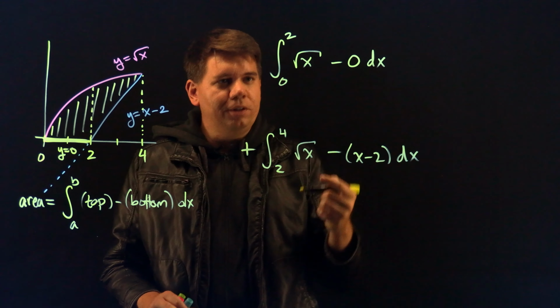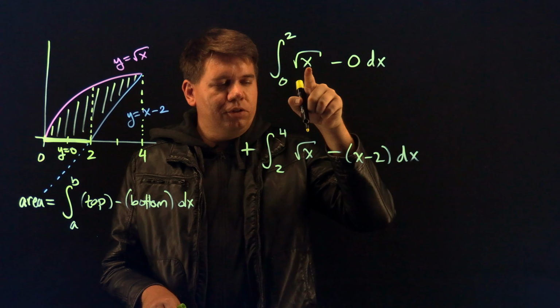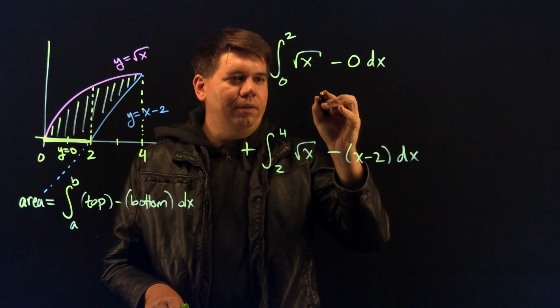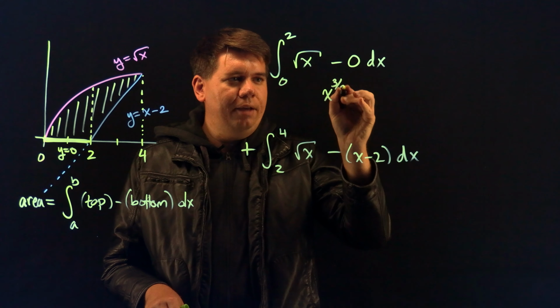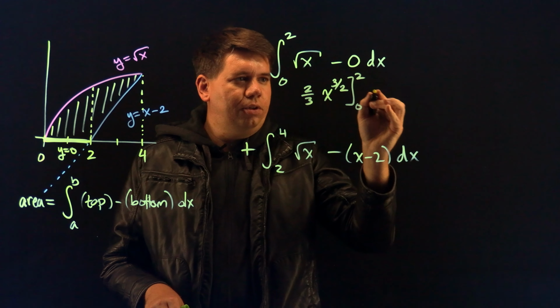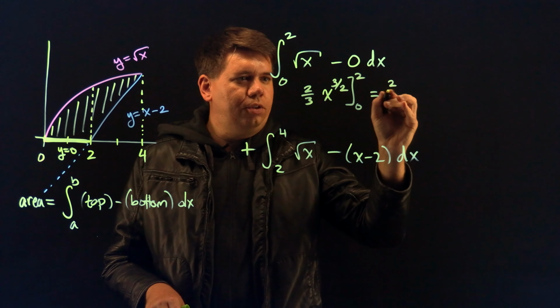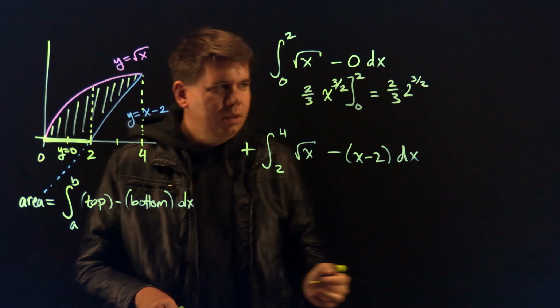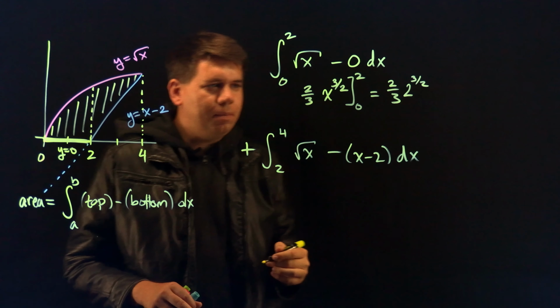The area of the first one is the antiderivative of the square root of x. The square root of x is x to the 1/2, so its antiderivative is 2/3 x to the 3/2. You plug in 0 to 2, and you end up with just 2/3 of 2 to the 3/2. Kind of messy, but that's what it comes out to be.